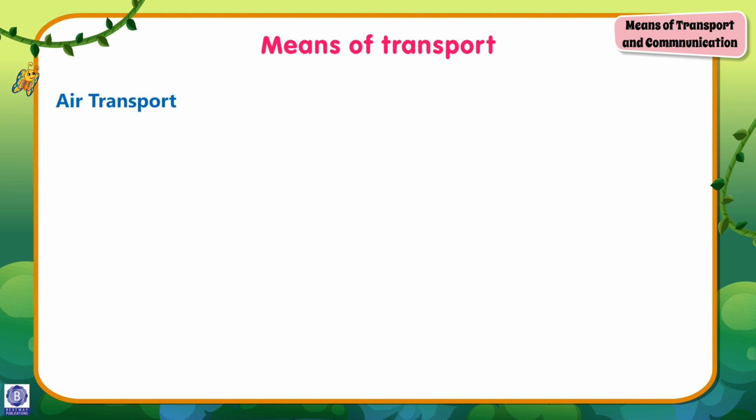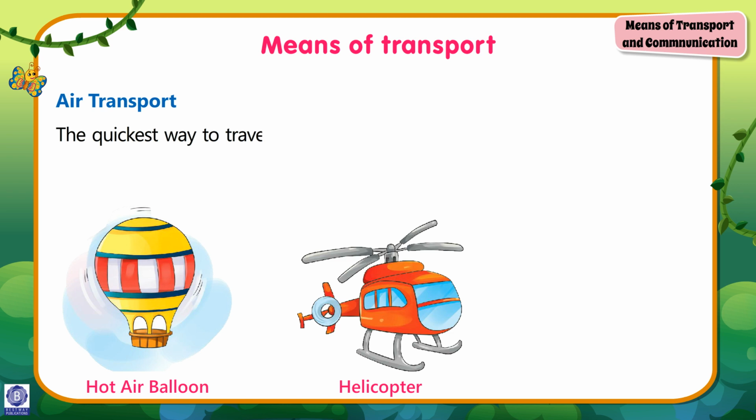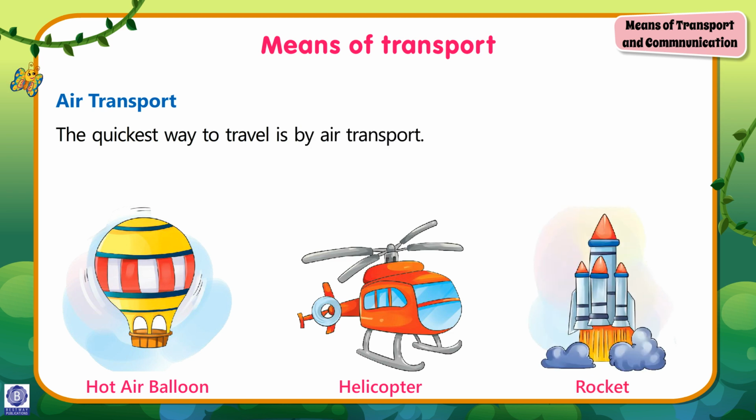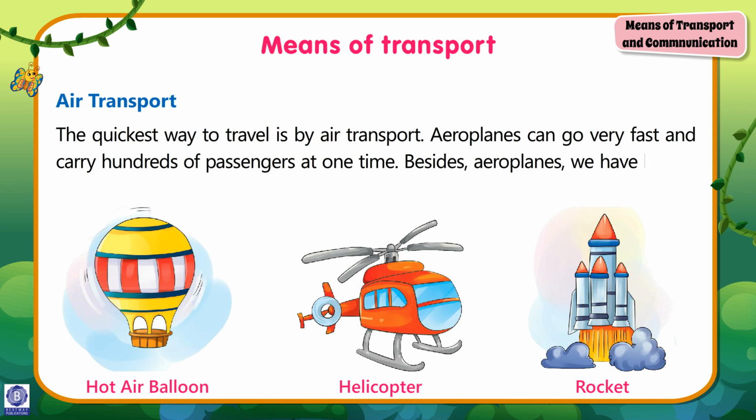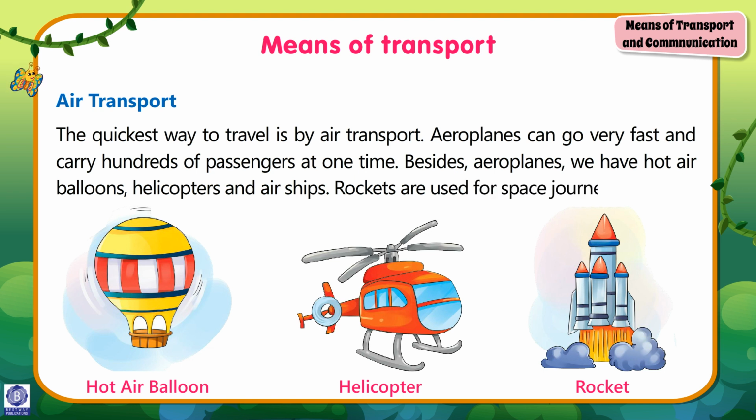Air transport. The quickest way to travel is by air transport. Aeroplanes can go very fast and carry hundreds of passengers at one time. Besides aeroplanes, we have hot air balloons, helicopters, and airships. Rockets are used for space journeys.